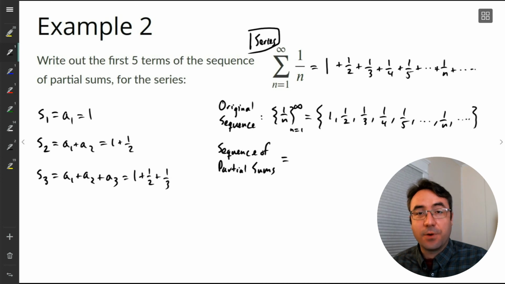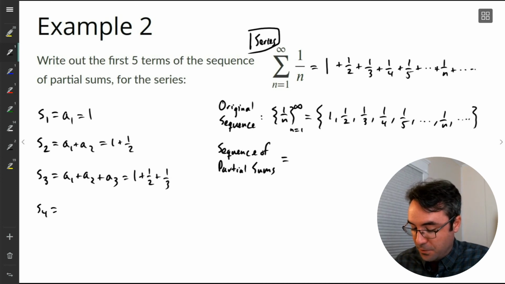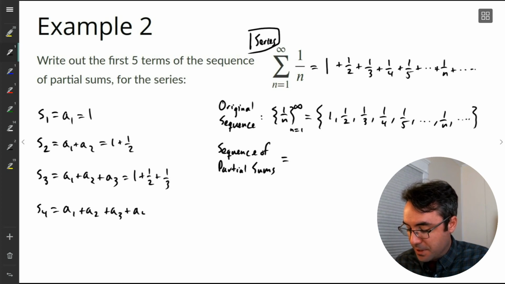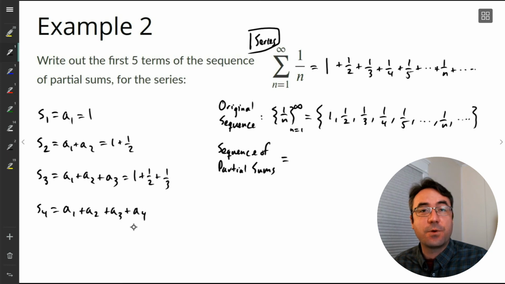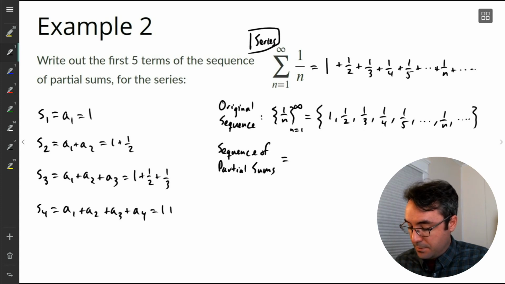All right, what about S4? Well, S4, we just add up the first 4 terms. So A1 plus A2 plus A3 plus A4. We've added up the first 4 terms of our original sequence. So what are they? 1, 1/2, 1/3, 1/4. We add those all together. So 1 plus 1/2 plus 1/3 plus 1/4.